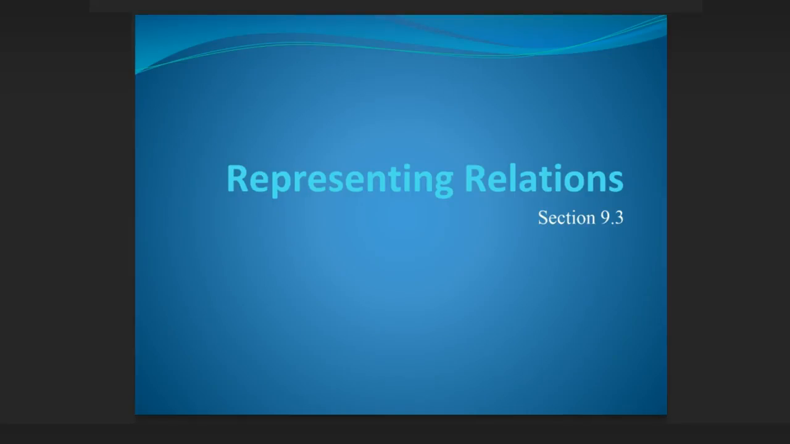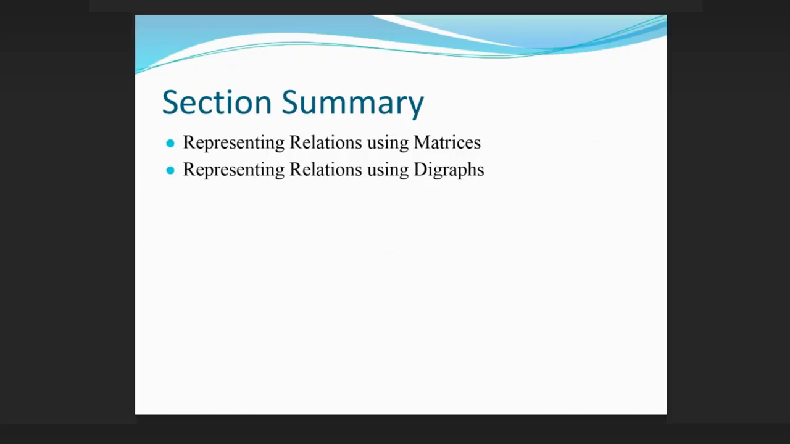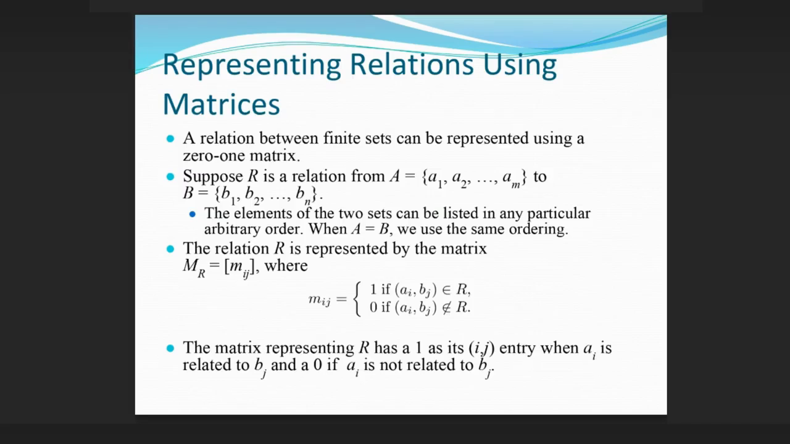Representing relations, section 9.3. Section summary: representing relations using matrices, and representing relations using digraphs. A relation between finite sets can be represented using a 0-1 matrix. Suppose R is a relation from A equals {a1, a2, ..., am} to B equals {b1, b2, ..., bn}. The elements of the two sets can be listed in any particular arbitrary order. When A equals B, we use the same ordering.